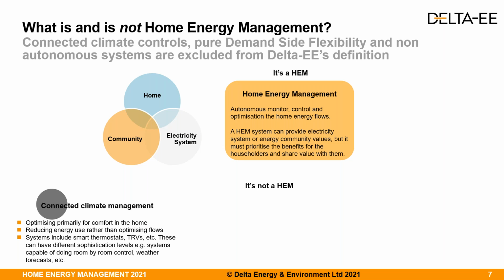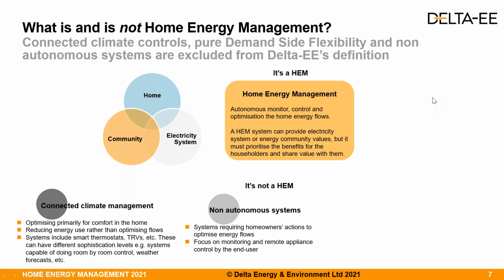A home climate control, such as a smart thermostat, is not HEM because it just optimizes the heating consumption for comfort purposes rather than managing the energy flows. The next box: systems that control multiple appliances, but rely on customers' manual input or some sort of programming, are also not HEM because they're not autonomous. And autonomous is really an important characteristic for HEM systems.